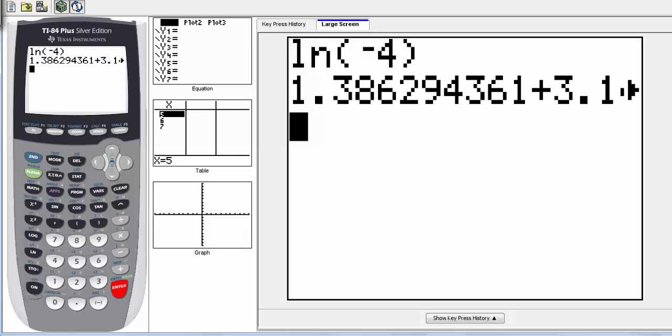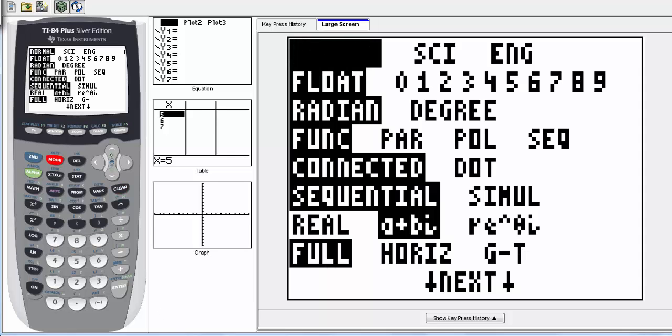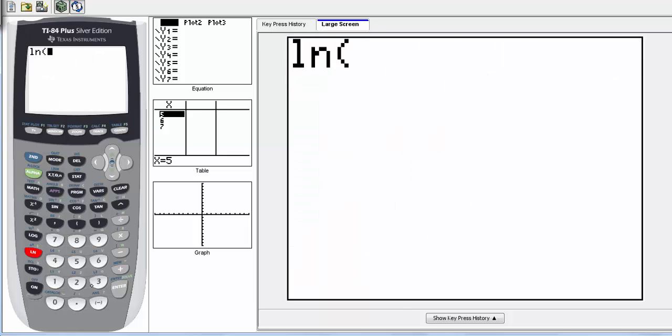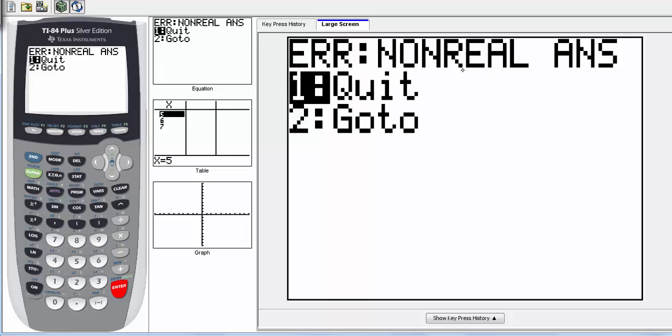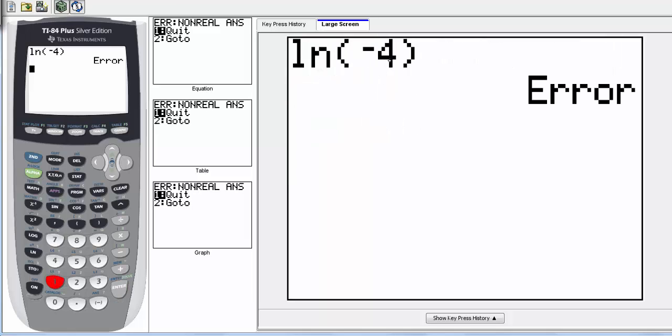But notice when we take the natural log here, and let me look at my calculator. I'm going to change this down here to make sure I'm in real mode. Second quit. So now if I take the natural log of negative 4, whoops, get the negative 4 in there. Notice we get an error: a non-real answer. Okay, now that doesn't mean that we made a mistake here, so I'm going to select number 1 to quit. The natural log of a negative 4 is undefined. It's not a real number.